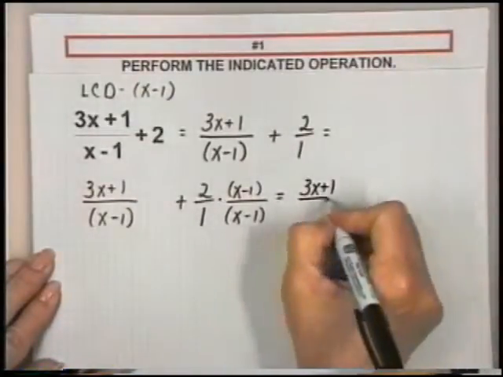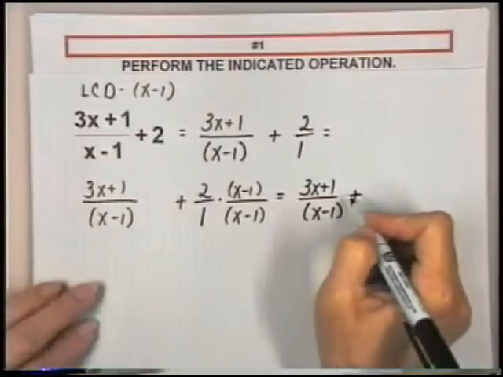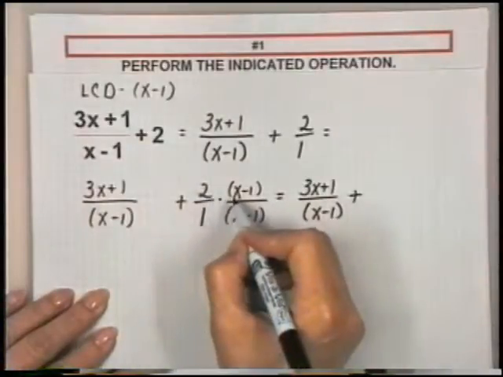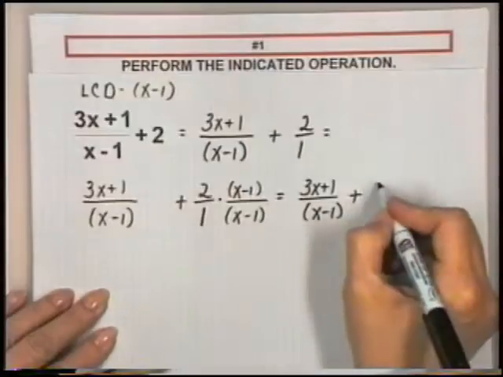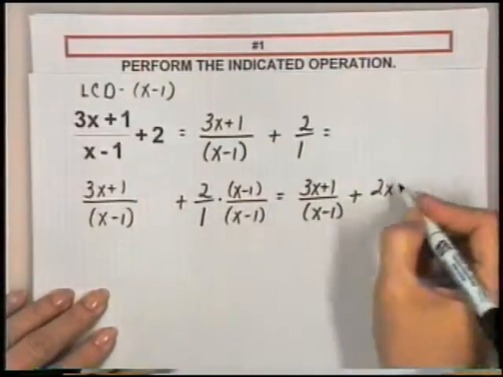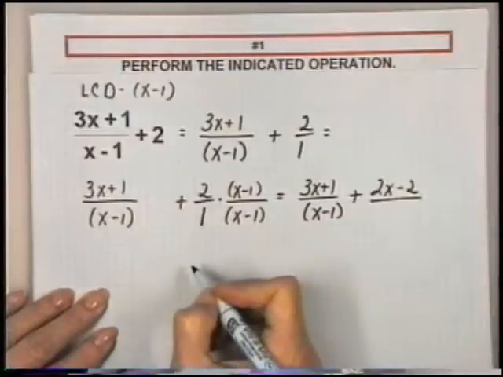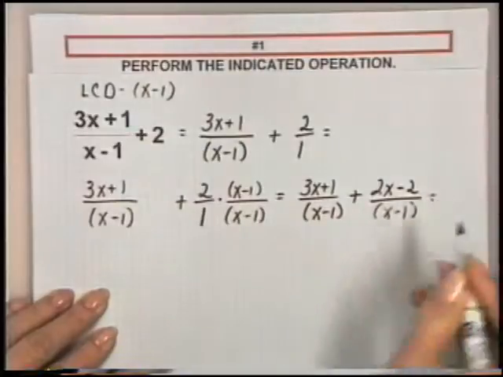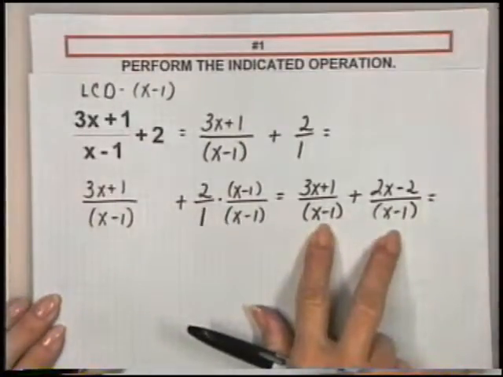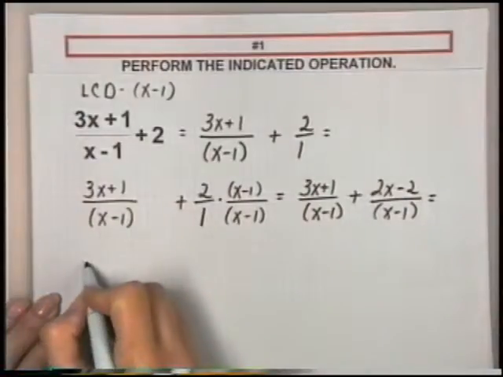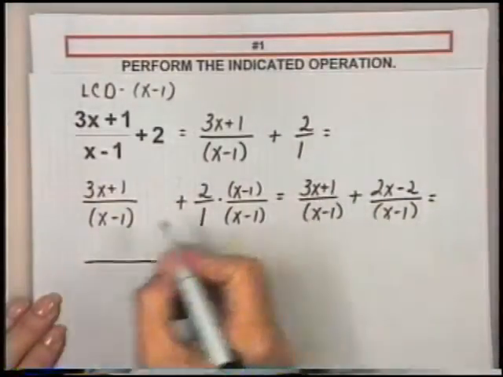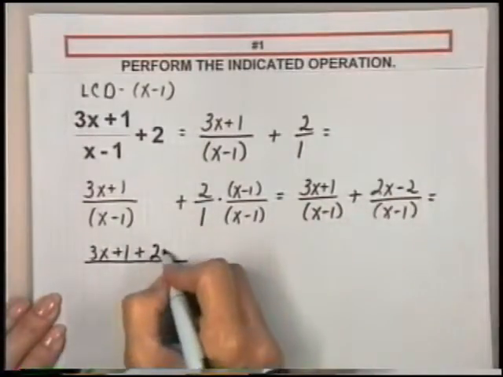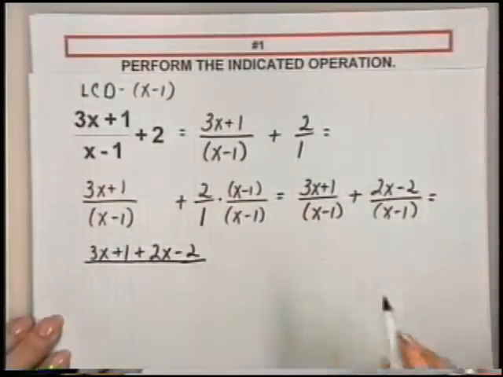We will now rewrite the first fraction. We will multiply the numerator of the second fraction. We will distribute the 2 to the x and the minus 1. 2 times x is 2x. 2 times minus 1 is minus 2. In the denominator, 1 times x minus 1 is x minus 1. Now that the denominators are the same, we may combine the numerators. We will have 3x plus 1 plus 2x minus 2.